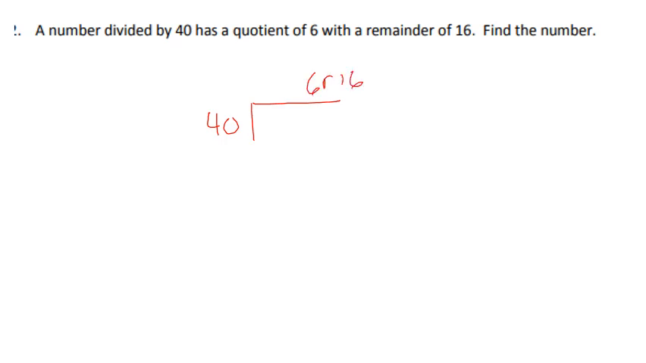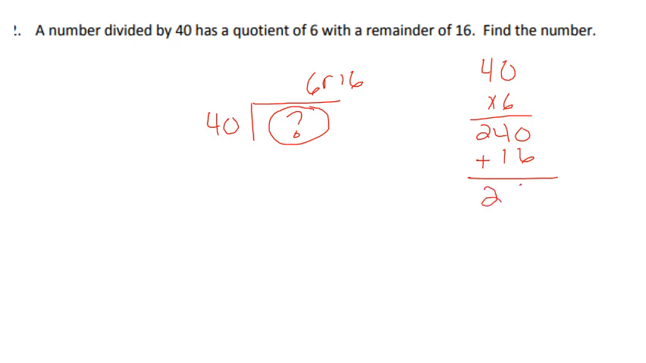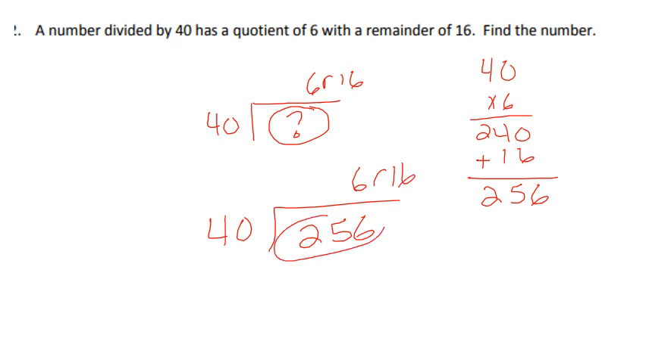Now I know when we go to check an answer here, and this is what we're looking for, we end up doing the divisor times the quotient, which would be 240, and we add in our remainder of 16, which is 256. So we can see that the number would be 256, and that would be our answer.